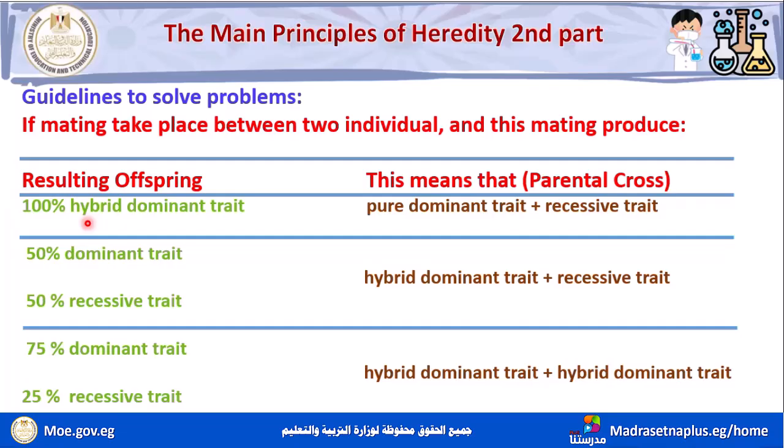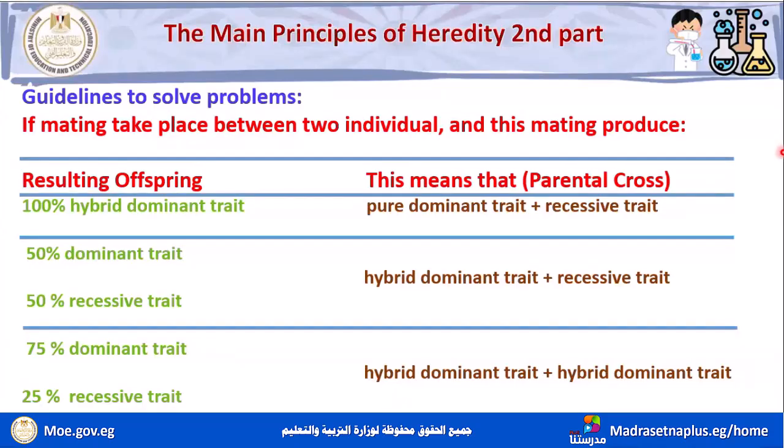If the resulting offspring are 75% dominant trait and 25% recessive trait, this means that the parental cross is a hybrid dominant trait plus a hybrid dominant trait. Okay, the two parents are hybrid dominant trait.